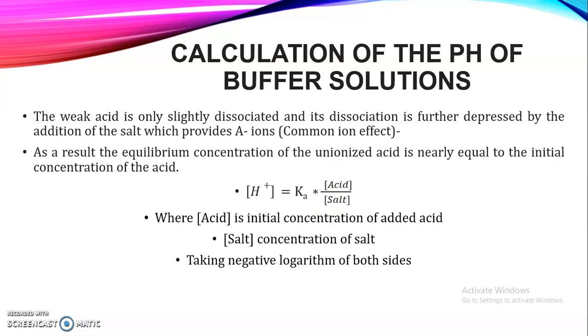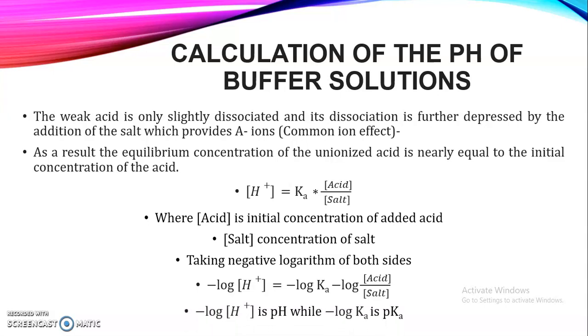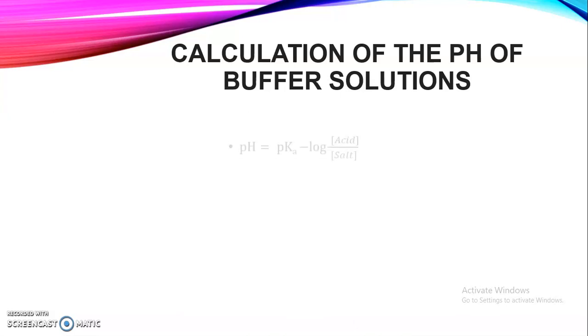Now if we take the negative logarithm of both sides, we get minus log H+ ion concentration equal to minus log Ka minus log concentration of acid divided by concentration of salt. Minus log H+ is nothing but the pH, while minus log Ka is nothing but the pKa. By substituting these values, we get pH equal to pKa minus log acid divided by salt. On rearranging this equation, we get pH equal to pKa plus log of salt over acid. We have just changed the positions of salt and acid, so that the negative term is converted into a positive sign.